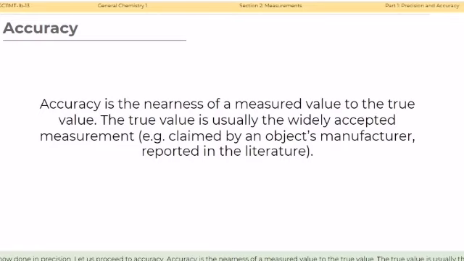We are now done with precision. Let us proceed to accuracy. Accuracy is the nearness of a measured value to the true value. The true value is usually the widely accepted measurement, for example, claimed by an object's manufacturer or reported in the literature.